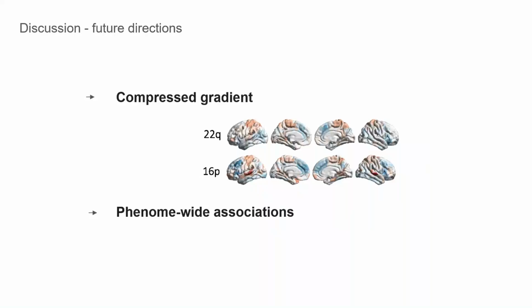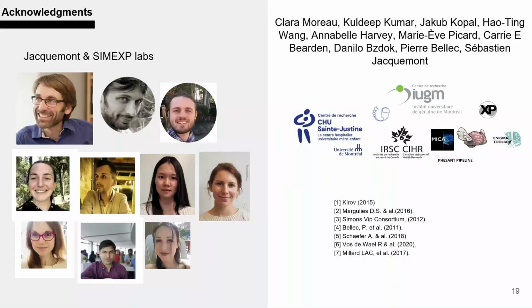So just to do a quick summary, we found alterations in our sensory motor to transmodal gradient in carriers of neuropsychiatric CNVs, 22q and 16p. This indicated that there was this global compression pattern. And finally, we also found phenome-wide associations. One of the future directions could be to extend this to other CNVs and also investigate this compression pattern in relationship to health and disease.